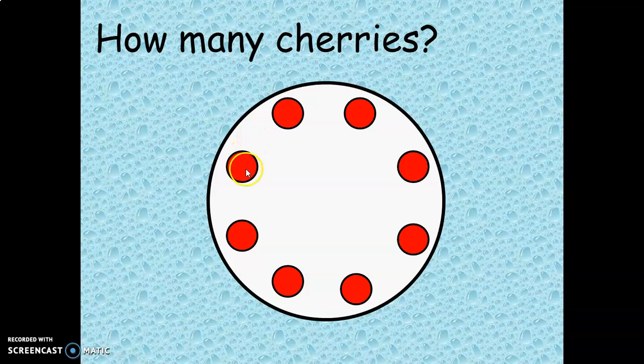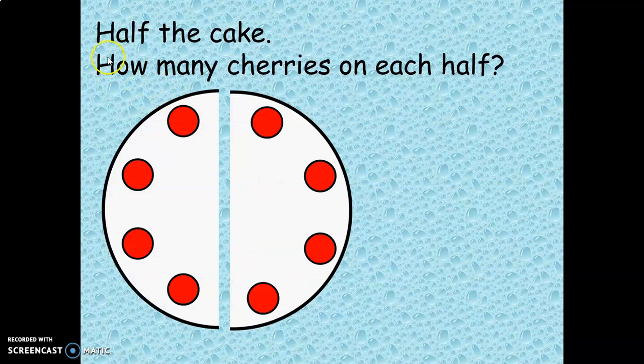If there are 8 cherries on a cake, I want you to imagine that it is you and your brother, and you would like to share this cake between the two of you. How would you share it? You are going to half the cake. How many cherries are on each half?